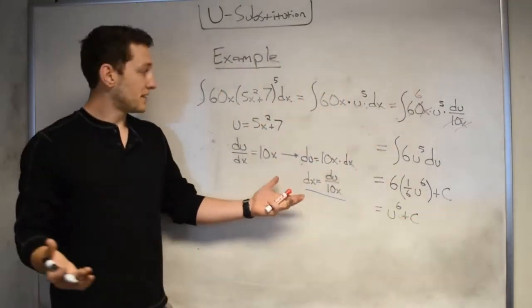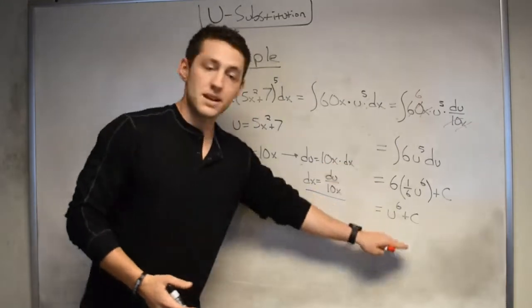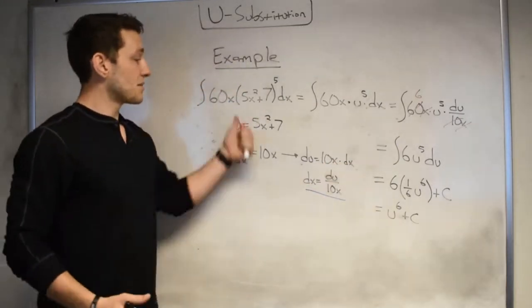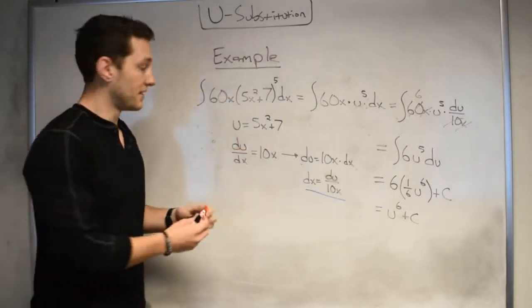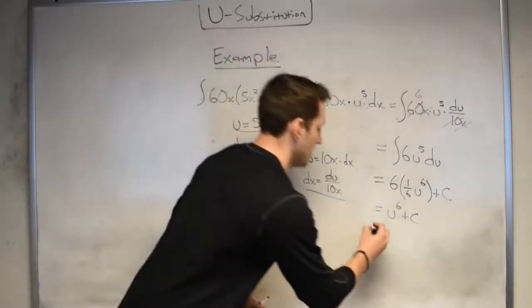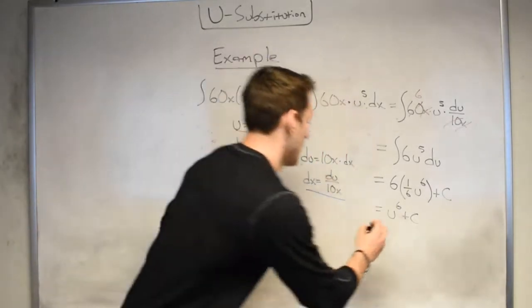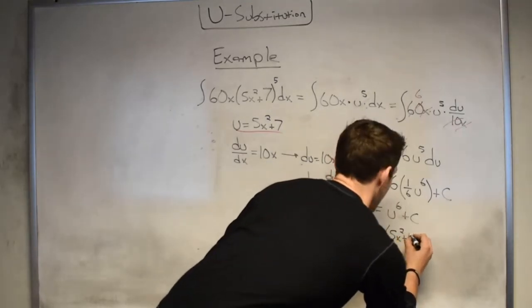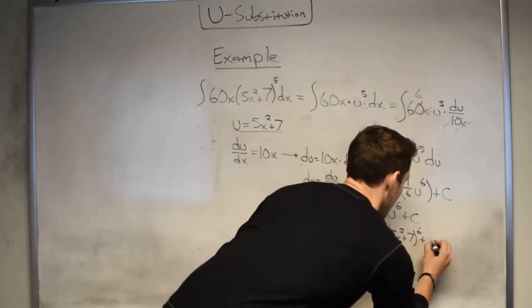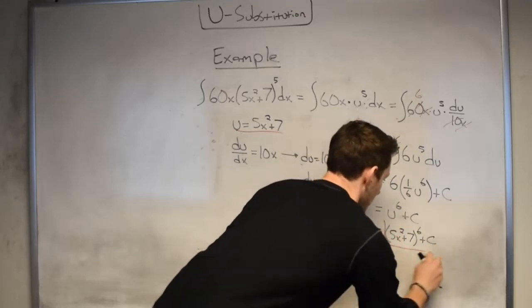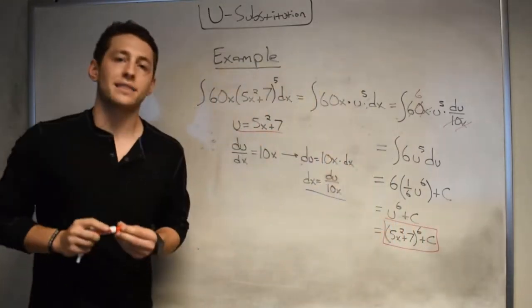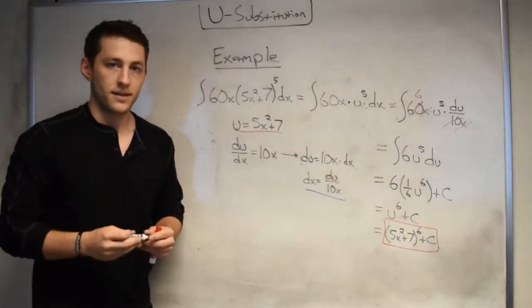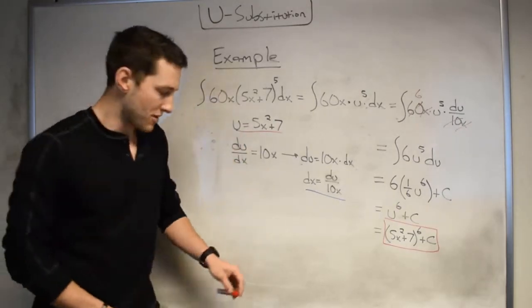And now all we have to do, since this is actually what this is equal to, if we want our answer in terms of x, we could just sub back in. Equals 5x squared plus 7 to the 6th power plus c. And in fact, that will be our answer.